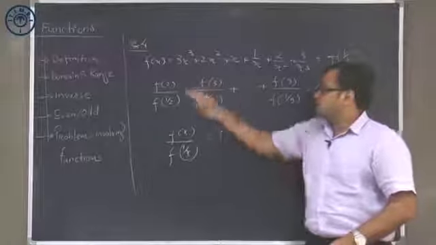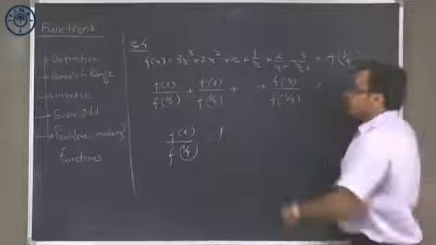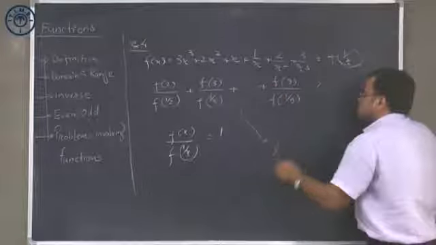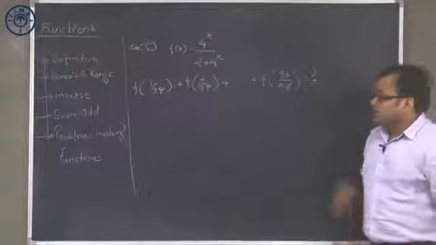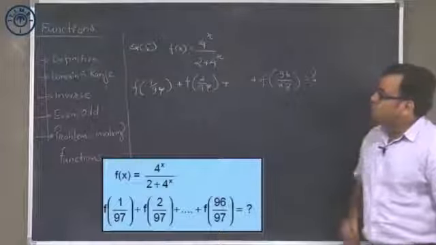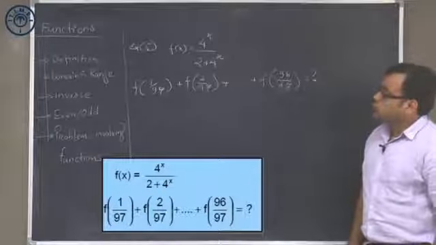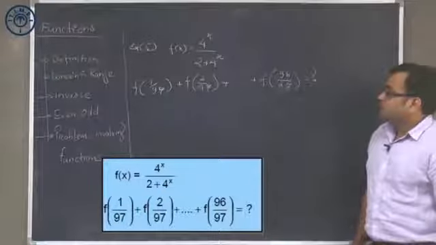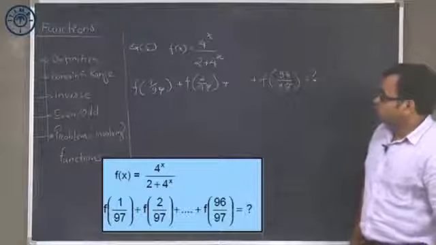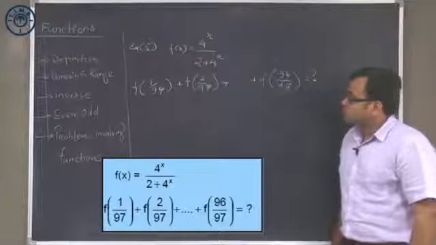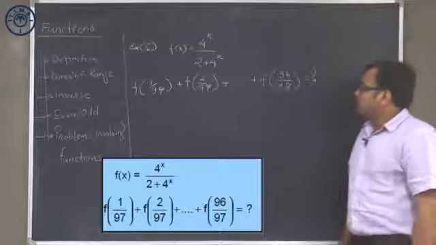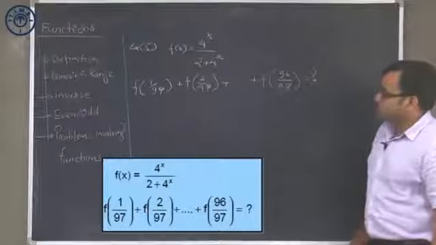How many terms are here? 2 to 9, 8 terms in all. Because there are 8 terms in all, their sum will be equal to 8. Answer. Next problem, we are given f of x equals 4 to the power x upon 2 plus 4 to the power x, and we have to find the value of the expression f of 1 upon 97 plus f of 2 upon 97 dot dot dot till f of 96 upon 97.